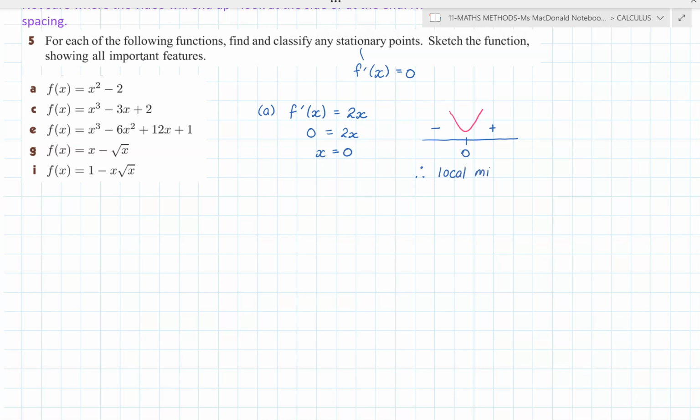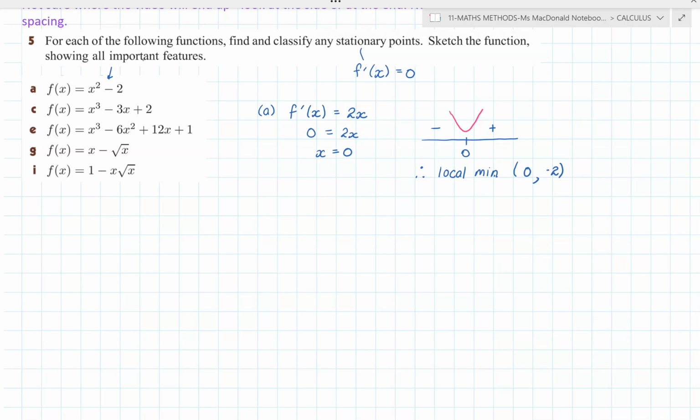when x is 0. Okay, so when x is 0, how are we going to find our y value? Well, we have to pop it back into our original equation. 0 squared is 0, take 2, so we get 0 minus 2.